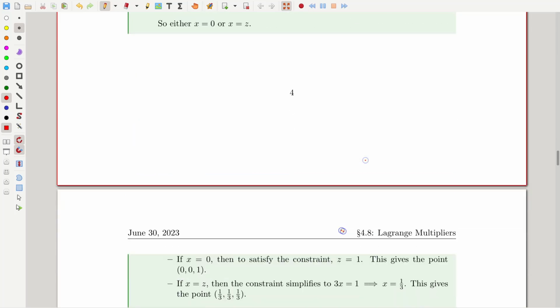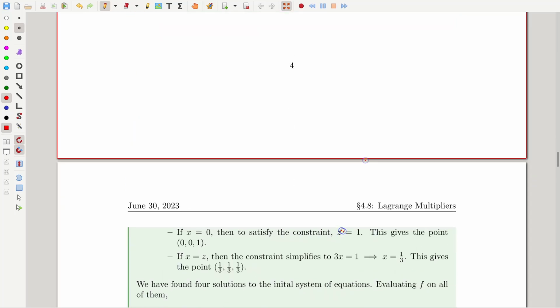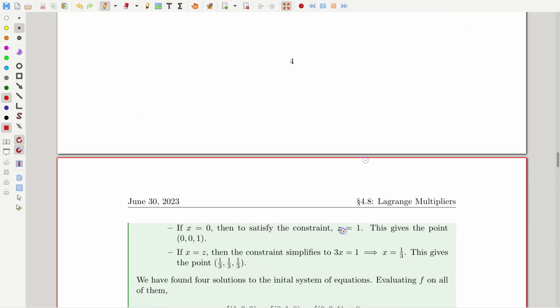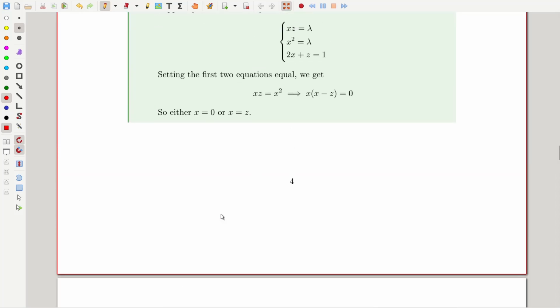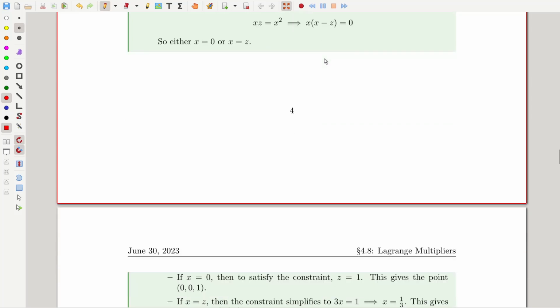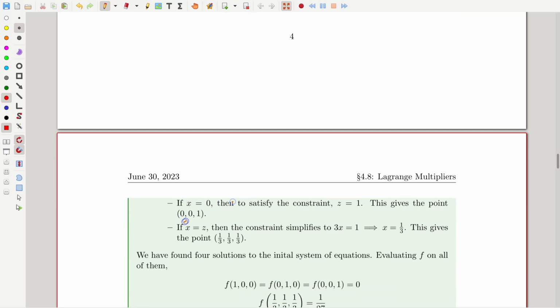So either x is 0 or x is equal to z. Okay, and so now we have subcases again. If we're in the subcase that x is equal to 0, then to satisfy the constraint, which I'm thinking about now, z must be 1. Okay, and that gives me this point.